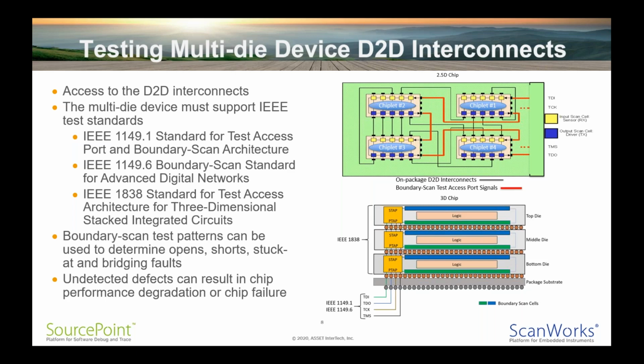IEEE 1149.1 and 1149.6 patterns are suited for structural testing of die-to-die interconnects comprising the multi-die device, whether it's in a 2.5D chip or vertically stacked 3D chip designed by the IEEE 1838 standard.